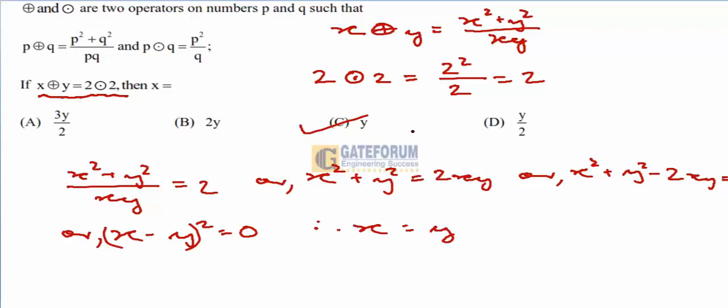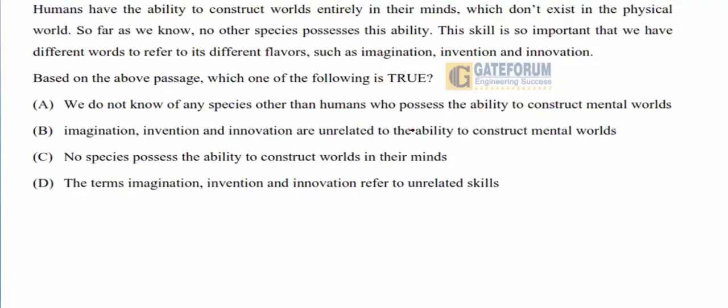Hope this is done. Humans have the ability to construct worlds entirely in their minds, which don't exist in the physical world. So far as we know, no other species possesses this ability. This skill is so important that we have different words to refer to its different flavors, such as imagination, invention, and innovation. There's the passage.